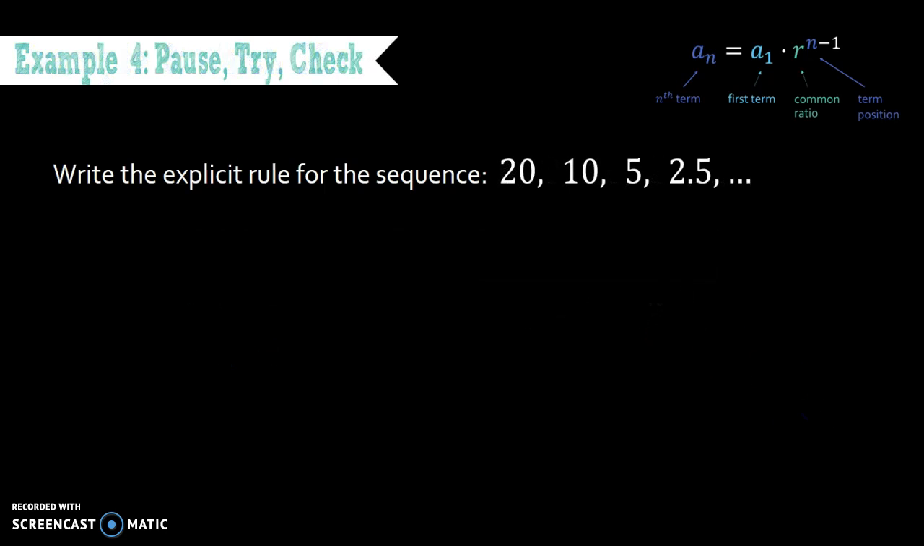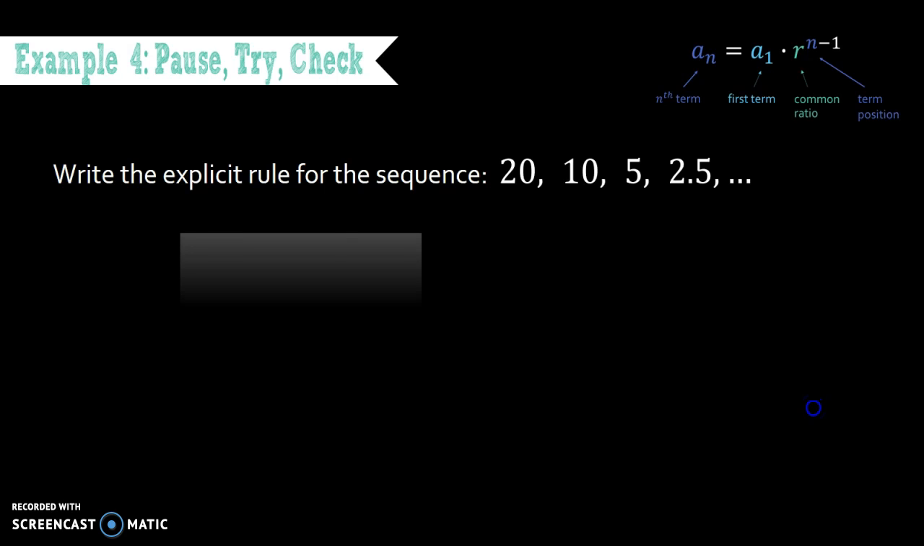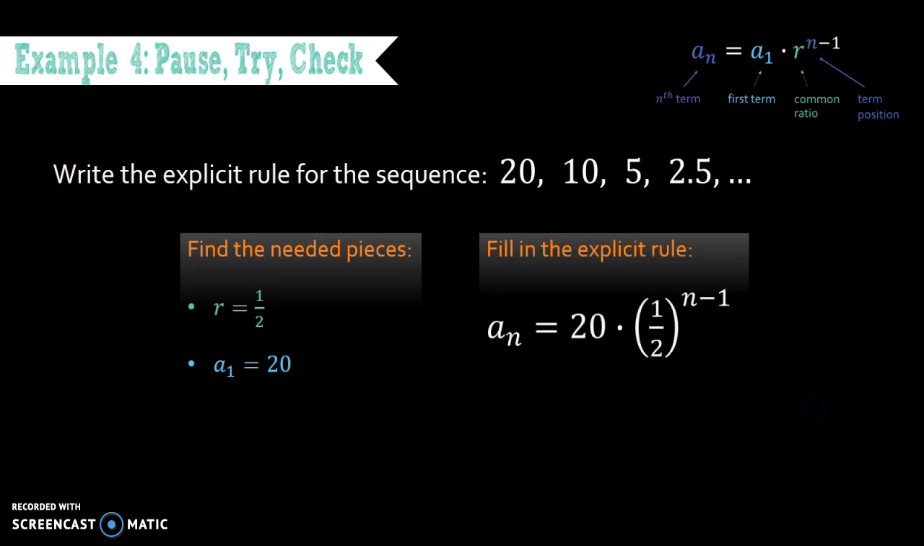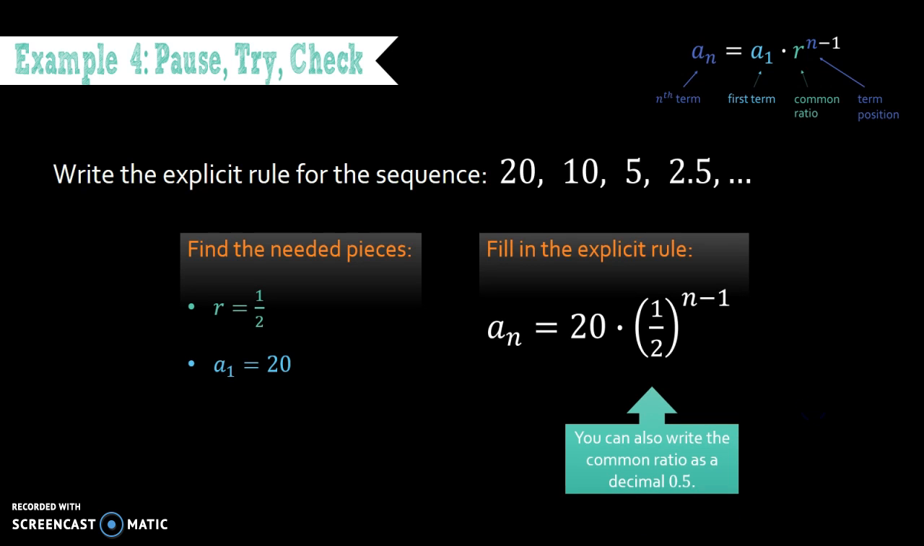Pause and try this one. You needed to find your common ratio, which we know is 1/2. You also need your first term, which is 20, and then fill into the formula like this. You can also write your common ratio as the decimal 0.5. That would be fine, but 1/2 is also appropriate.